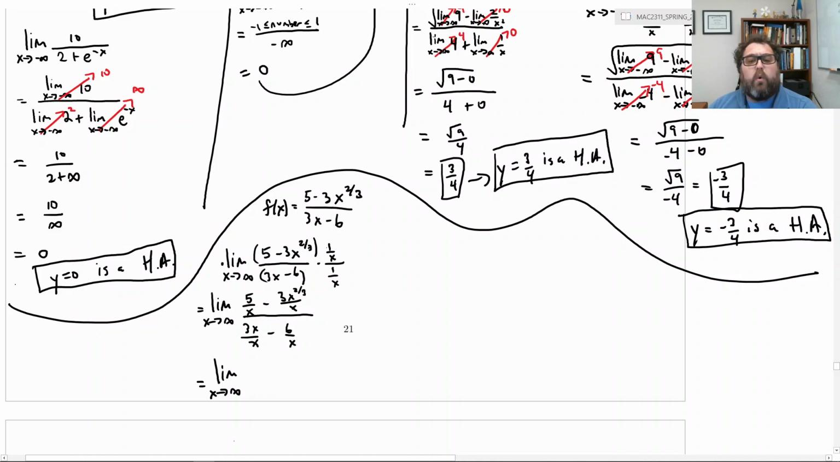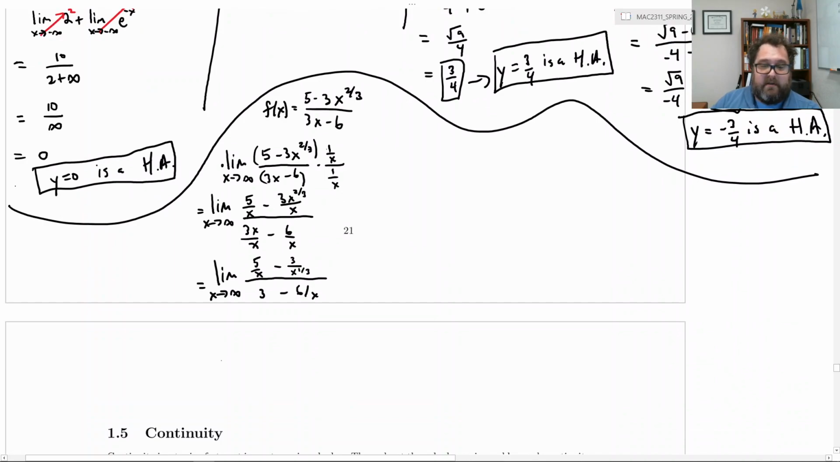Okay, now let's simplify first. We have 5 over x minus 3x to the 2/3 over x. What does that simplify to? According to properties of exponents, we have the same base, top and bottom, so we subtract the exponents. 2/3 minus 1 is -1/3. This is going to be 3 over x to the 1/3. Then we have 3x over x, that's 3, minus 6 over x.